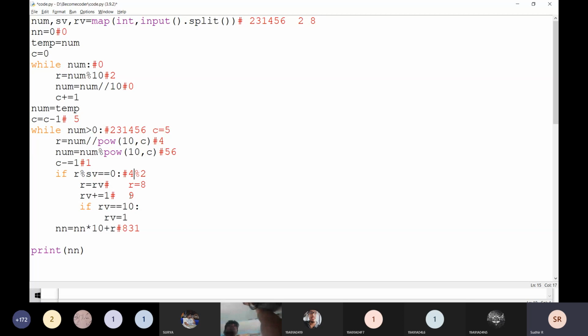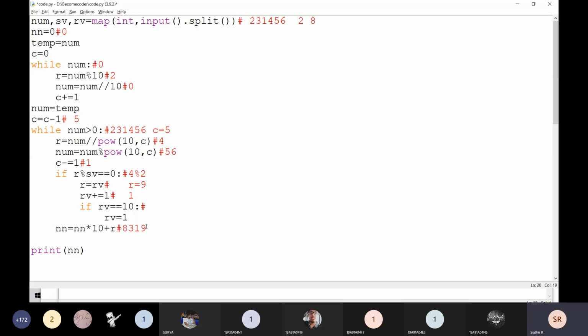Yes. Then what is RB value? RB value is 9 already. Then R becomes 9. Then RB becomes 10. Then coming to here, is RB 10? Yes. Then RB becomes 1. I'm writing here. Okay. But what is R value now? R value is 9 only. Then it becomes 9.